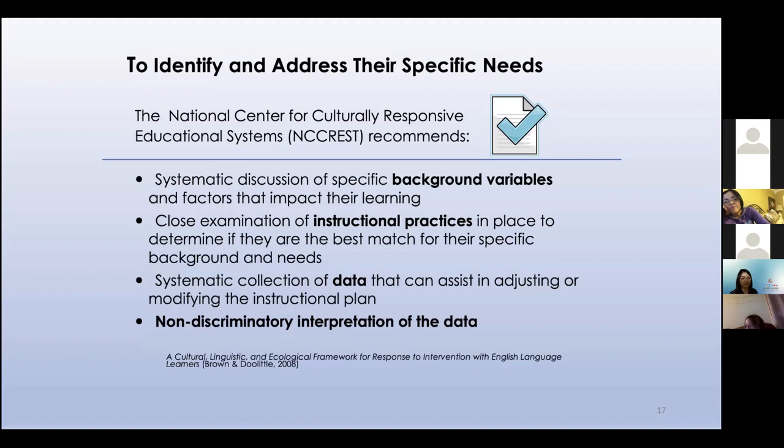We can give all of the tests on the market, standardized, or we can use curriculum-based assessment, but if we don't know how to interpret the data, that's going to be a big problem.